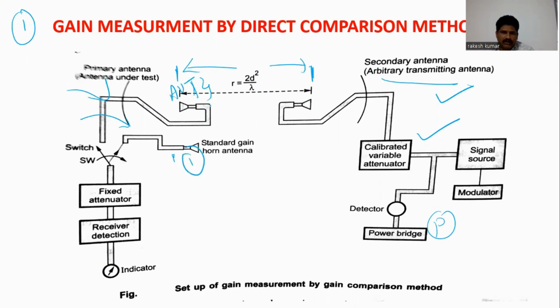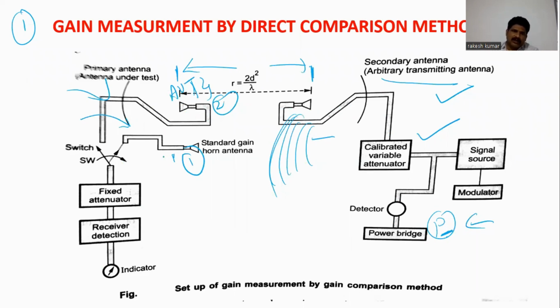This is 1 and 2. Okay, so from here the radiation is coming like this. Here from transmitting antenna, you know the power. Here is a power meter. How much power you are transmitting, that reading is noted here. Okay, now we have transmitted this power.